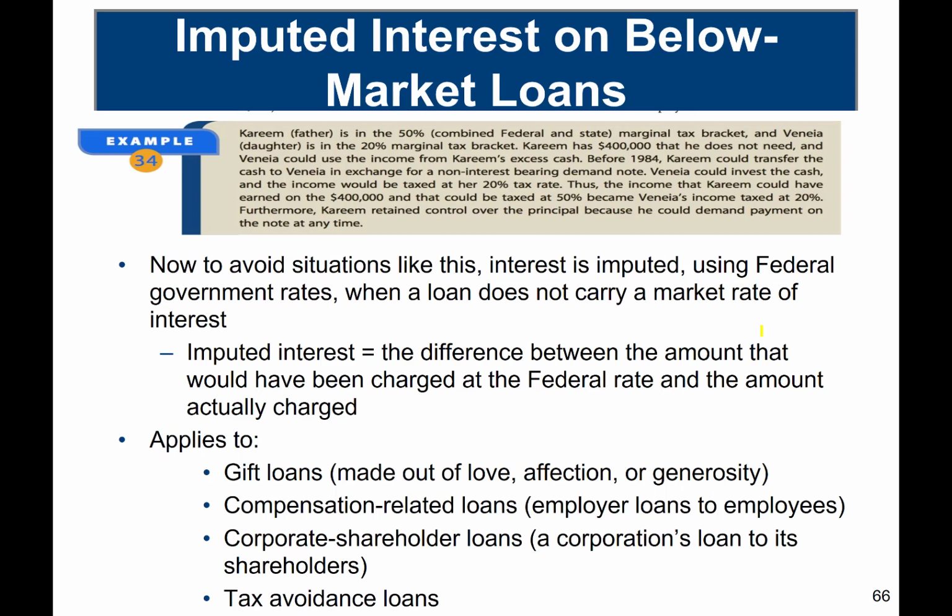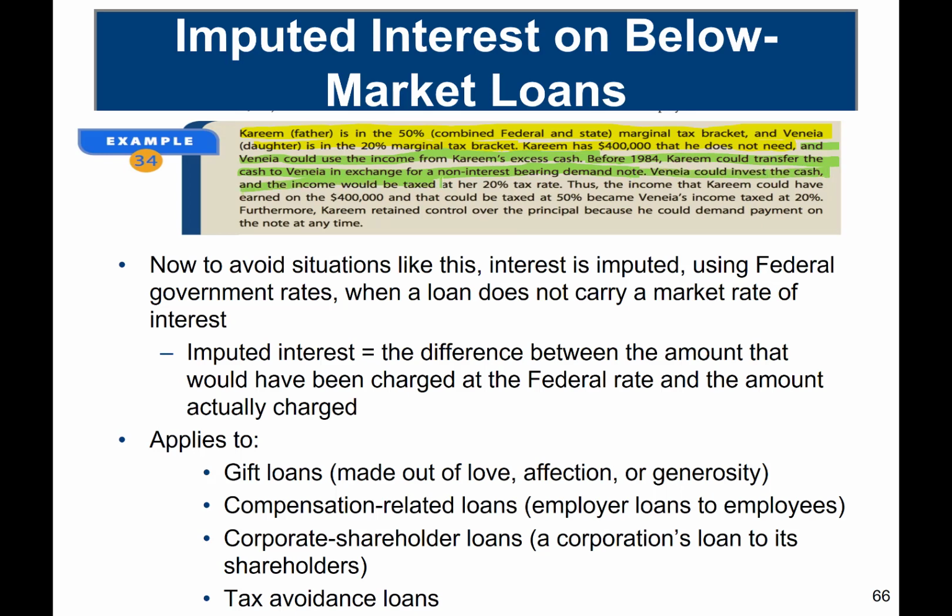Okay? So let's look at Kareem, who's the father, and in a high tax bracket when you combine his state and federal. Vienna is the daughter, and her rate is 20%. Kareem has $400,000 that he does not need, whatever that means. Okay, so why doesn't he just burn it then? Vienna could use the income from Kareem's excess cash. Before 1984, they could make this transfer, and that would be it. Vienna could invest the cash, and the income would be taxed at her rate.